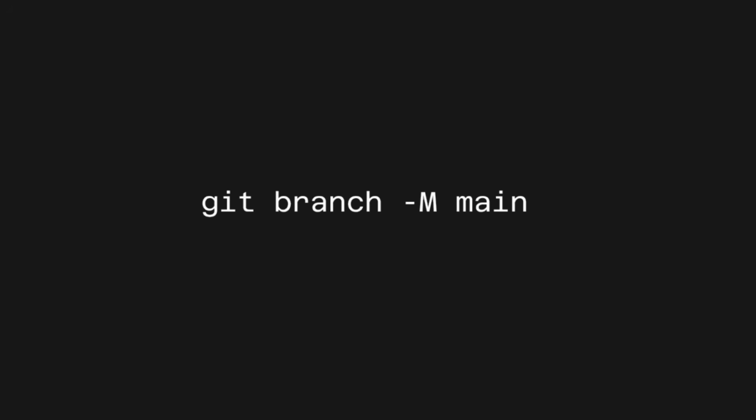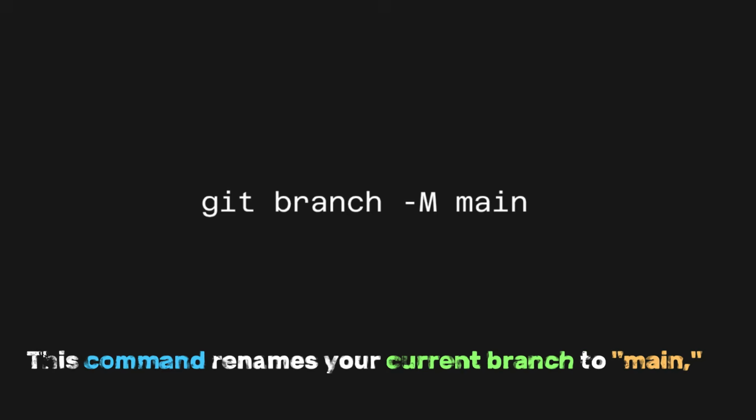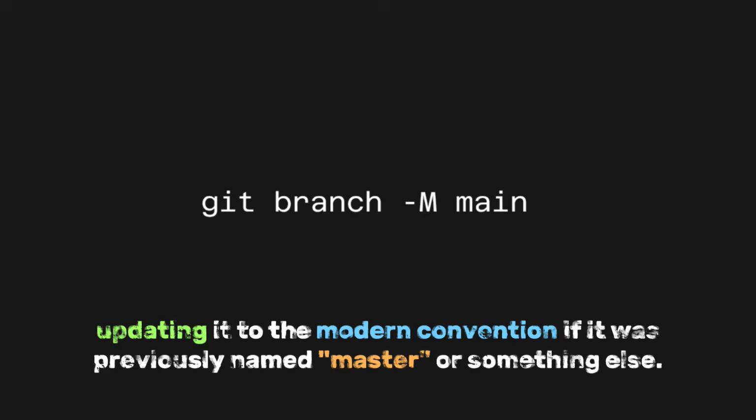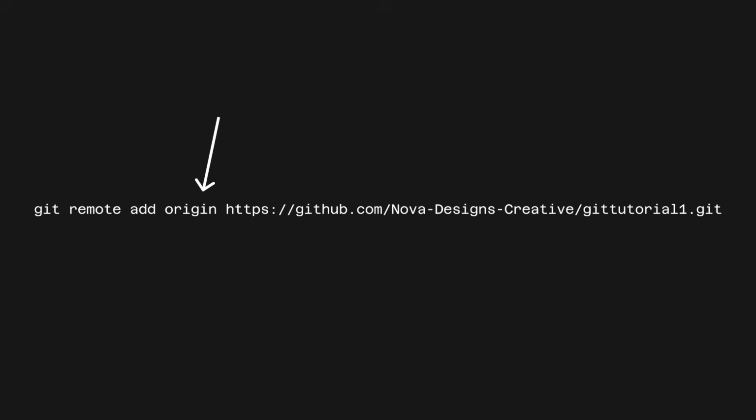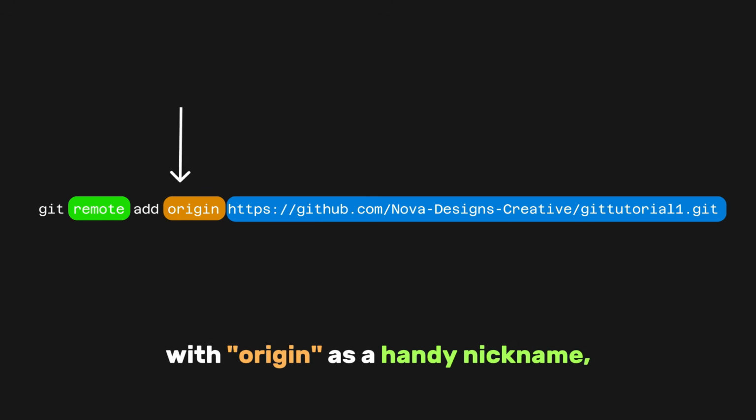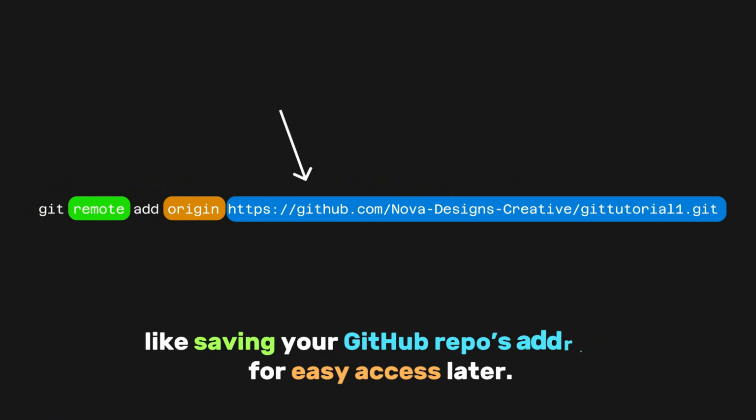First is git branch -m main. This command renames your current branch to main, updating it to the modern convention if it was previously named master or something else. Next up is git remote add origin, and then the location of your repository. This command tells Git where your online repository is located, with origin as a handy nickname, like saving your GitHub repo's address for easy access later.